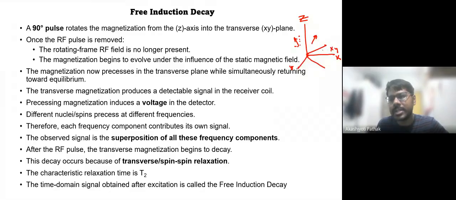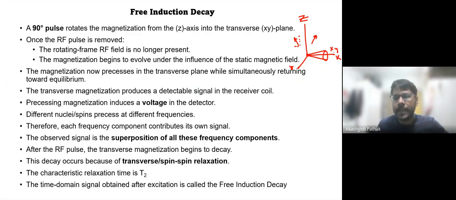Once the RF pulse is removed, the nuclei will start precessing about the xy plane. Okay, so that is what is written here. This transverse magnetization produces a detectable signal in the receiver coil.